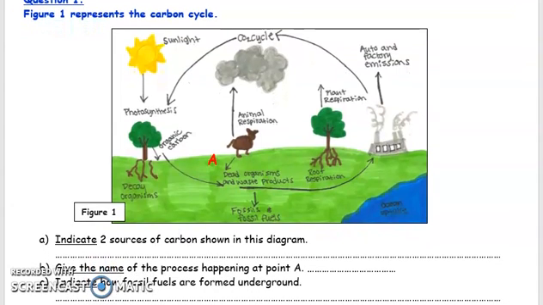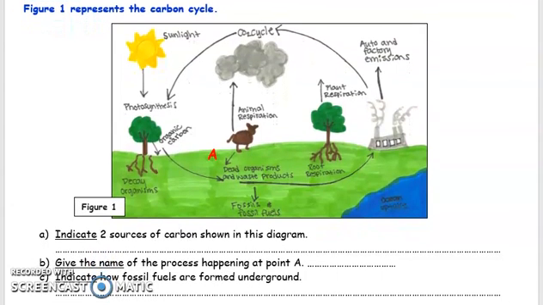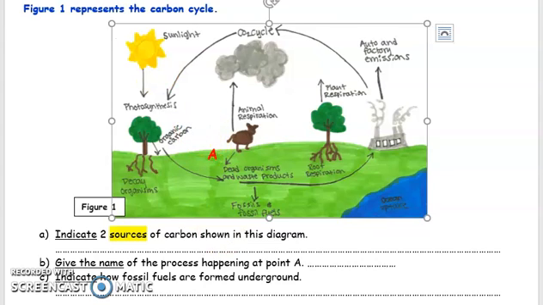Figure 1 represents the carbon cycle. So this is a diagram of the carbon-oxygen cycle happening in the environment. Indicate two sources of carbon shown in this diagram. So which processes happening in nature release carbon dioxide into the atmosphere? Let's first read the diagram to figure out how carbon dioxide is released into the atmosphere.